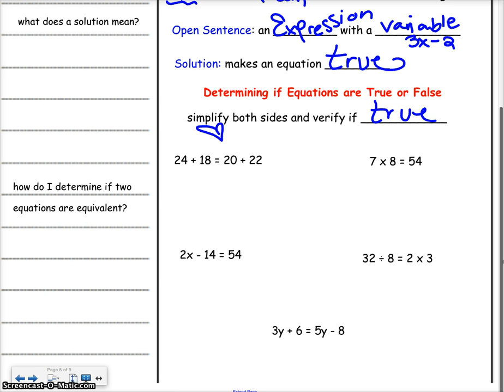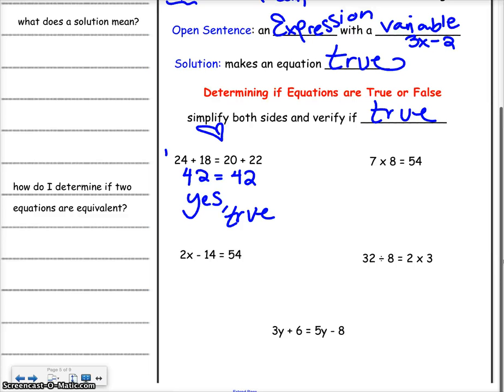So I want to know, does 24 plus 18 equal 20 plus 22? So I'm going to simplify both sides. 24 plus 18 is, I need to think for a second, 8 plus 4 is 12, carry a 1, 2, 3, 4. Does 42 equal 42? Yes. It is true. You could put yes or true, I don't care, same thing. They're synonyms in this situation.